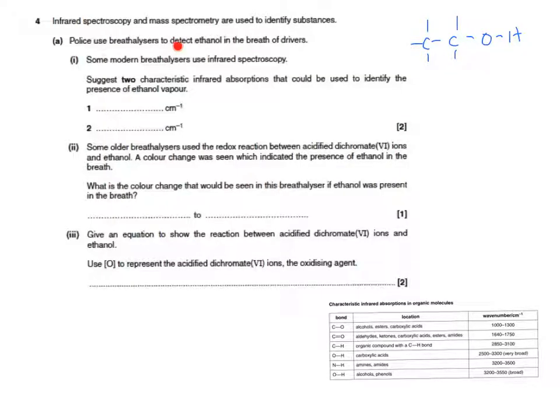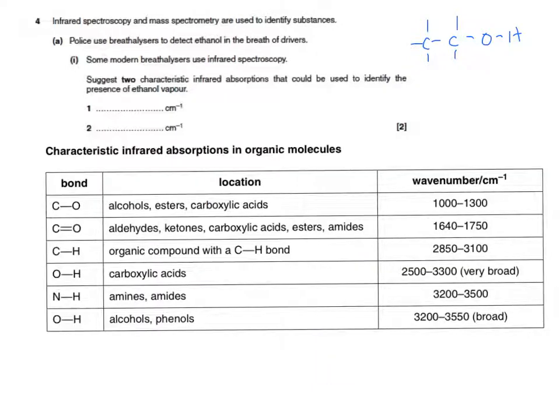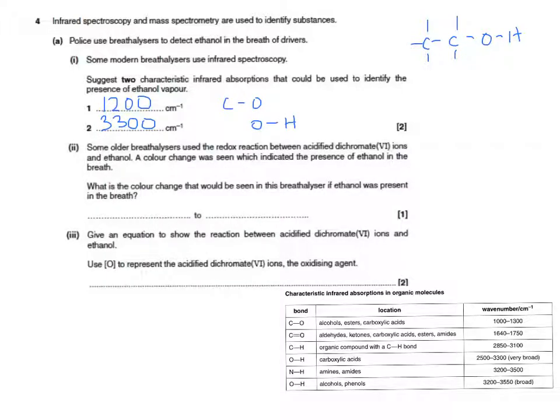This question is about ethanol and infrared spectroscopy. You're asked to identify particular absorption bands for ethanol, so you're really going to be looking at this part of the molecule and this part of the molecule in a data table like this. This table is from a different exam board, but we can see that the OH absorption band is here and the CO absorption band is here. For the second part of the question, we should remember that dichromate ions are orange initially and then react to become green afterwards.